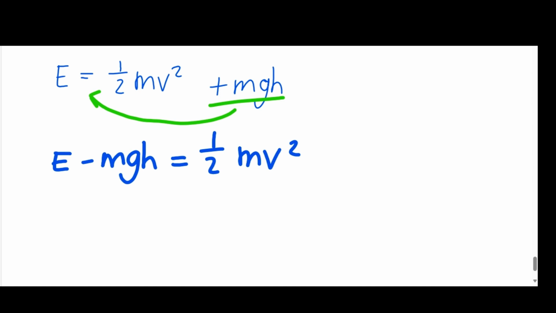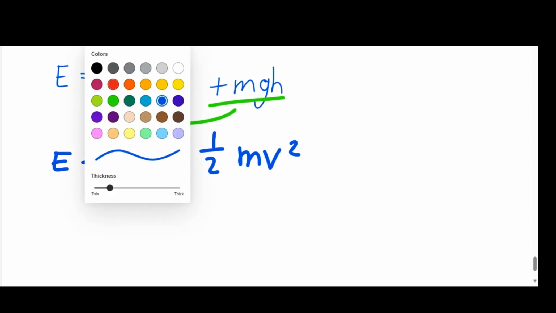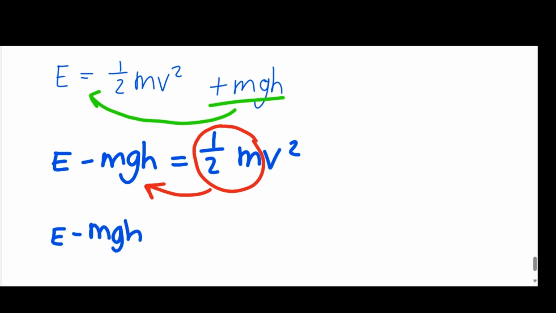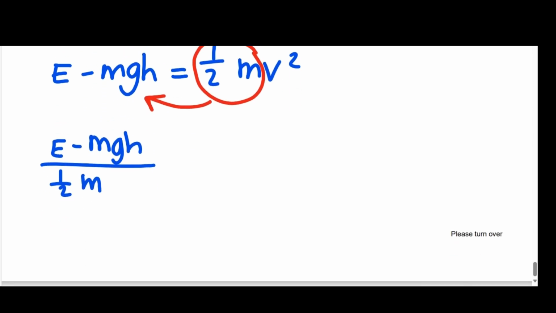Next up, I'm going to take across everything in front of v. So I'm going to take across this half m. Okay, so I was timesing on this side. On this side, I was going a half m times v. So when I take it across, I'm going to divide. So on that side then, I'm going to end up with E minus mgh divided by half m. And that is equal to v squared.